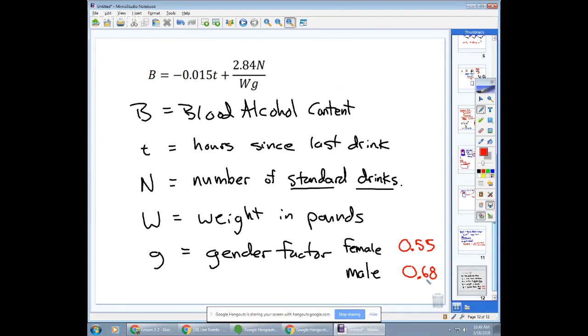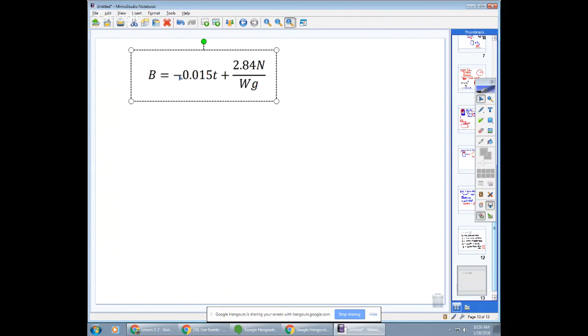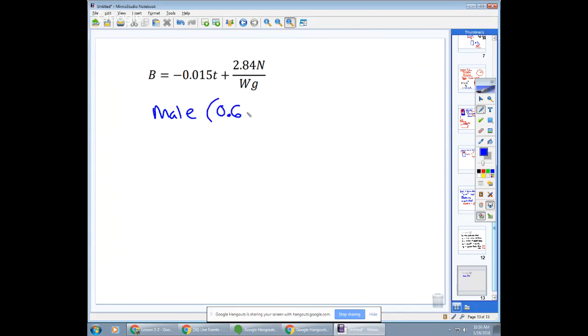So let's just do a test blood alcohol level on that. Let's grab this formula again. So let's suppose we have a male, which means we're going to use the 0.68. And that male had 2 drinks and their weight is 150 pounds. And I want to know what it is when they just finished drinking those 2 drinks.